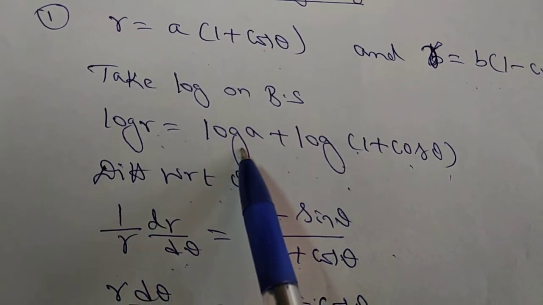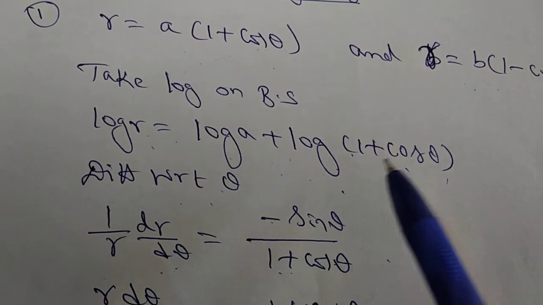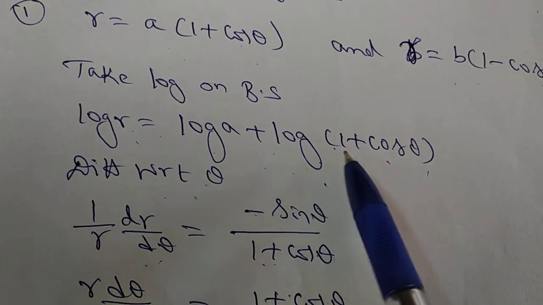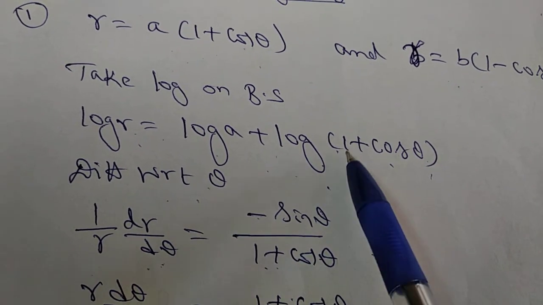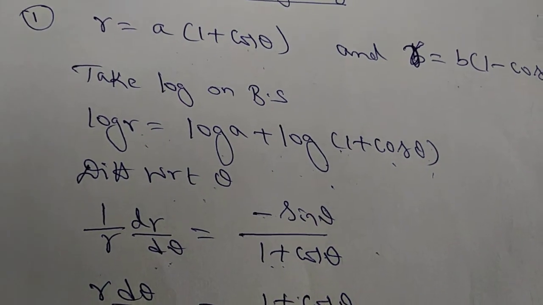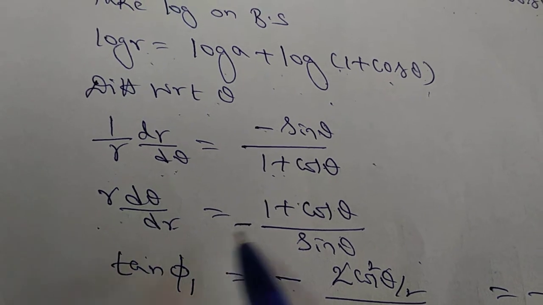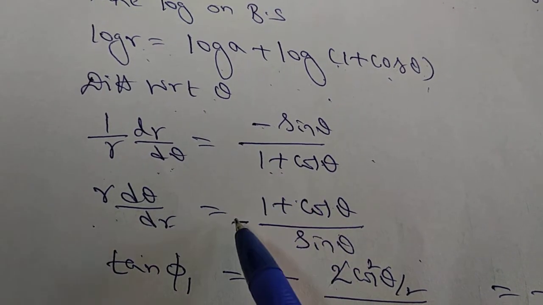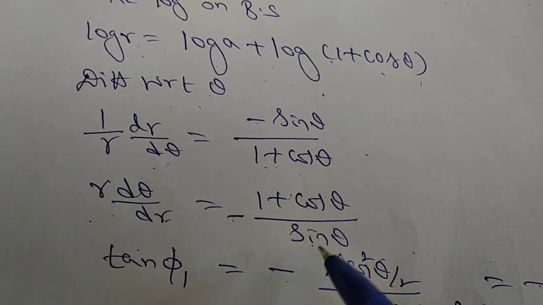And what is the differentiation of log a? So a is a constant, log a is constant, that becomes 0. And what is the differentiation of log of 1 plus cos theta? 1 over 1 plus cos theta, and 1 becomes 0, cos theta becomes minus sin theta. So here take reciprocal, r into d theta by dr. So right hand side also you have to take reciprocal, minus sin you have to write as it is. So 1 plus cos theta divided by sin theta, minus.